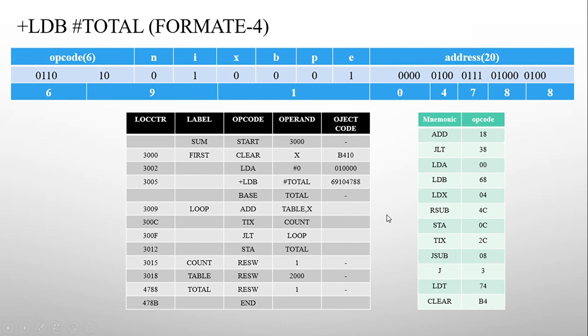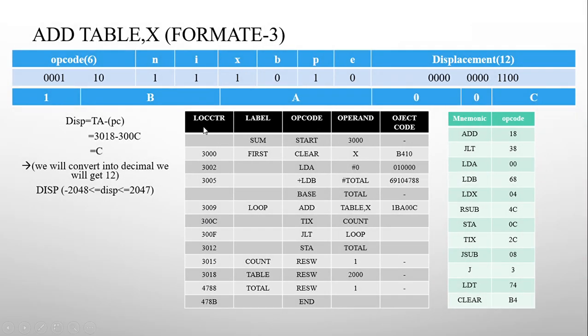Next, let us consider the next instruction, that is ADD TABLE,X, which is of format 3. Here format 3 consists of 24 bits. Out of 24, 6 are most significant bits, that is opcode. Next, the remaining 6 are for addressing modes. Next, 12 for displacement. Now the opcode for ADD is given in this table, that is 18. For 1 we are writing 0001 in binary form. For 8 it is 1000, but we are taking only the two most significant bits.